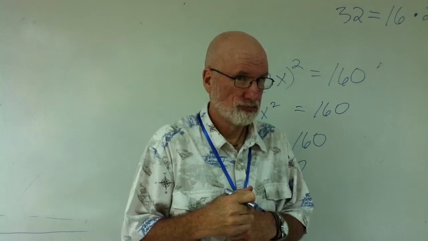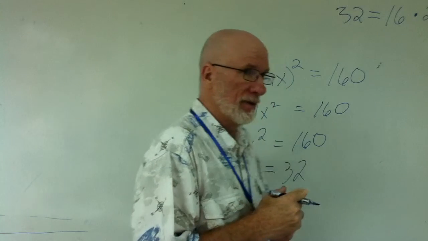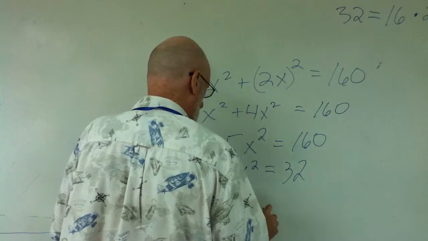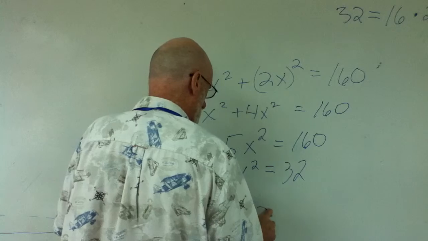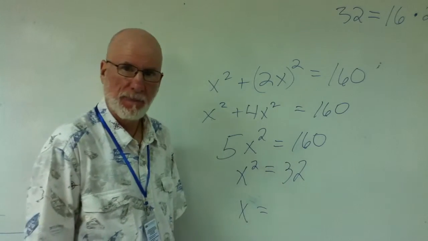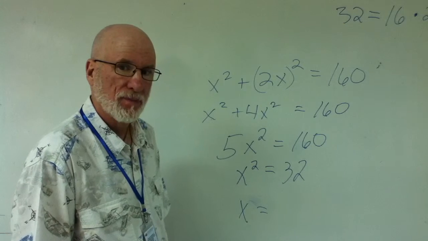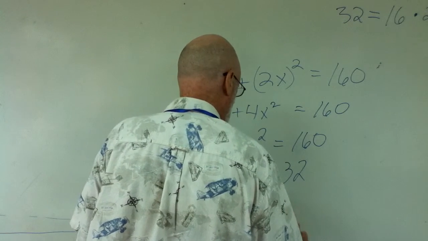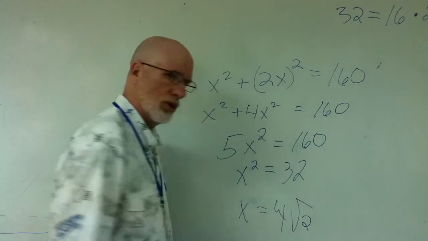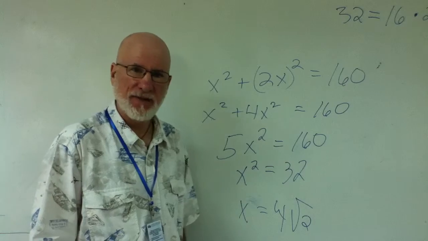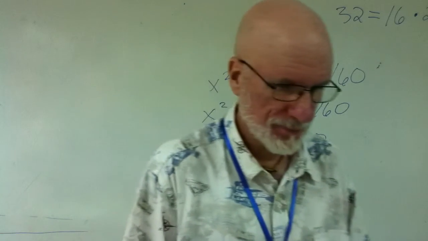Okay? Got it? All right, so this is going to be x squared, square root both sides. Do your thing. Fast math. 4 root 2. That's right. Cool? Are we all right with that? Isn't fast math really good?